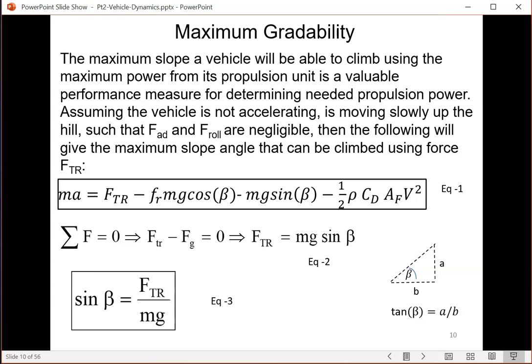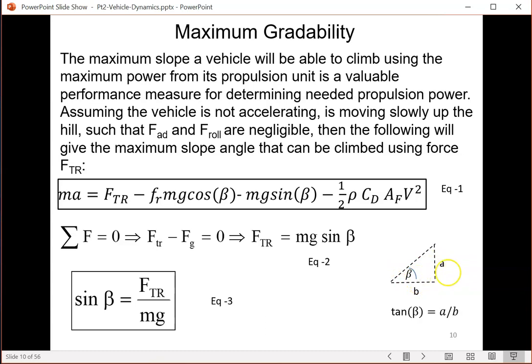Or sometimes people say it's 5 in 100. That means B equals 100 and A equals 5. So it's really that relationship. The value people often quote for gradient is this value against that value, so it's A against B. Now, A over B is tangent beta.